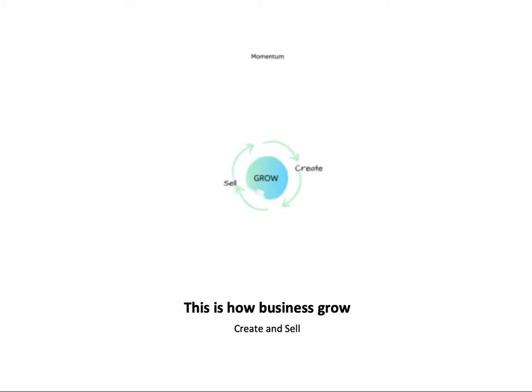So how does your company keep on running? Well, it's a cycle of create and sell, create and sell. And if one of these components is missing, so if you're not able to sell what you're creating, then eventually you're going to run out of money to be able to buy supplies to create something new. And if for some reason you can't create anymore or you can't create fast enough, then you don't have anything to sell. So this is how most businesses grow, that create and sell cycle.